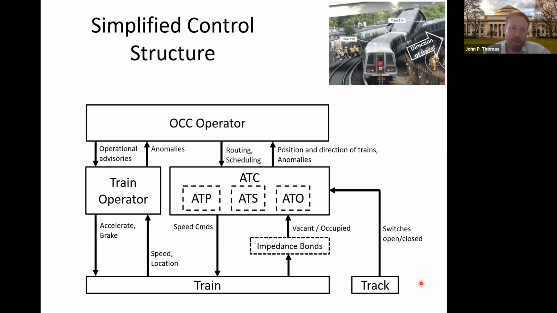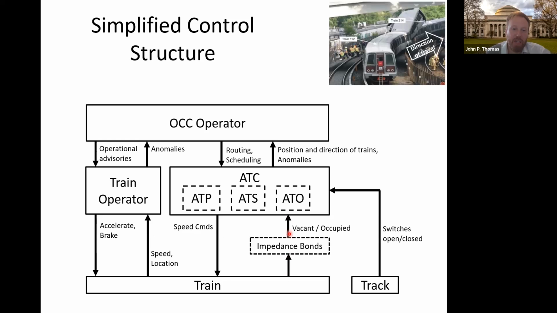Some of you are from the train and rail industry. Here we've got a centralized operator. We've got a train operator on the train, who can provide some commands to accelerate or brake. We've got an automatic train control system that can set speed commands to the train. There was an accident here. The accident involved this feedback being incorrect, reporting that the track ahead was vacant when really there was a train.